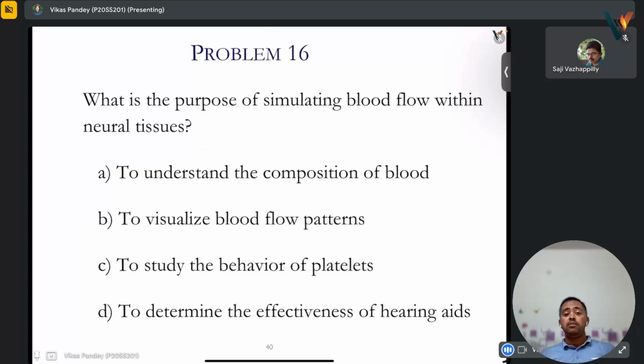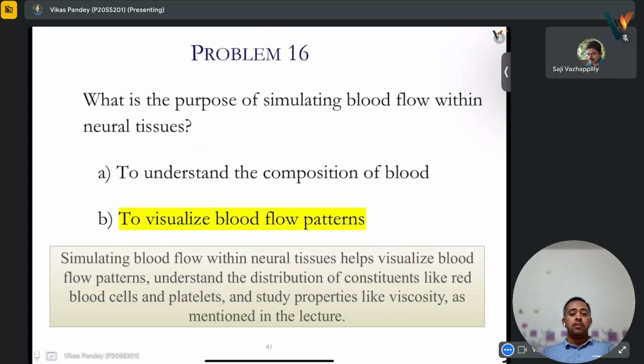Okay, what is the purpose of simulating blood flow within neural tissues? So we are seeing tissue level, and then we are simulating the tissue. Along with that, the blood flow within neural tissue is also simulated and mathematically modeled. Why is it so? Is it to understand the composition of blood, to visualize blood flow patterns, to study the behavior of platelets, or to determine the effectiveness of hearing aids? I think it is B, sir, to visualize blood flow patterns.